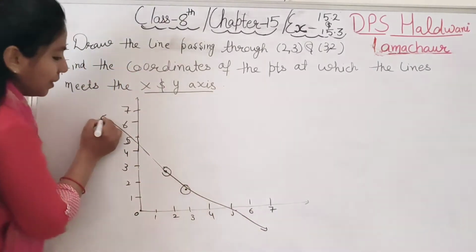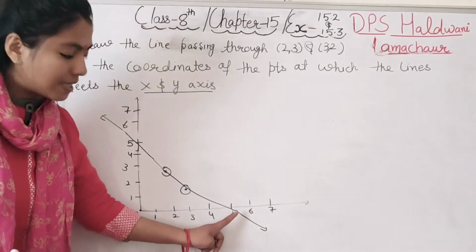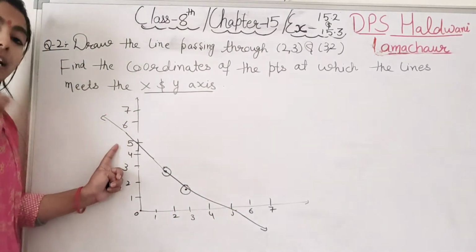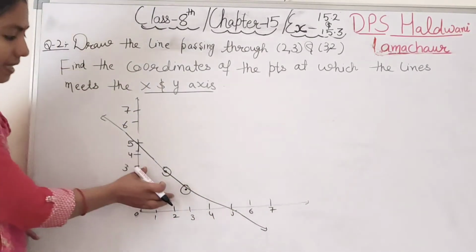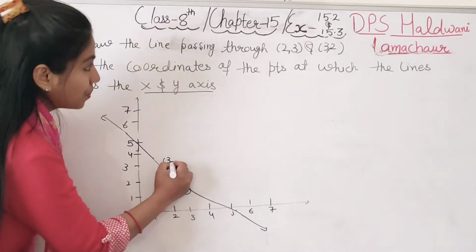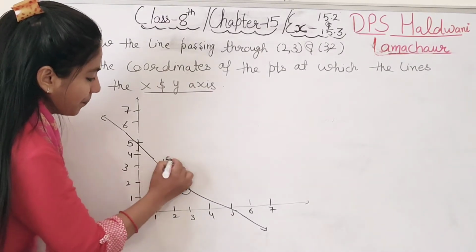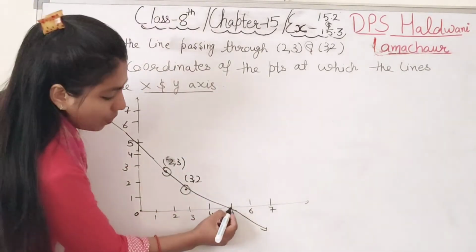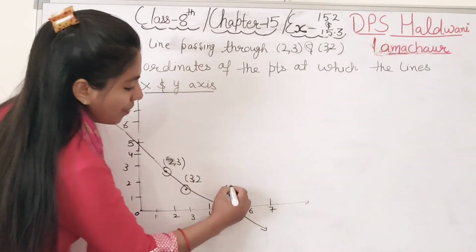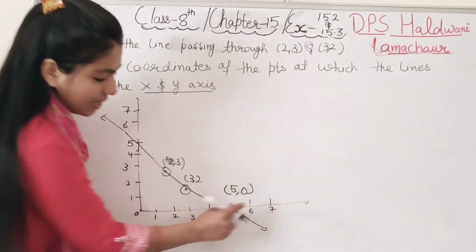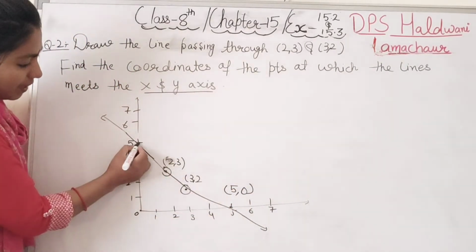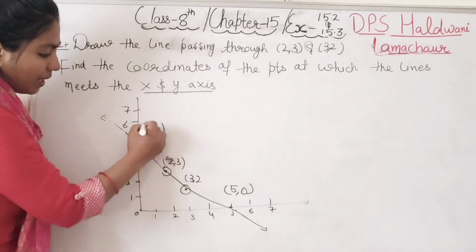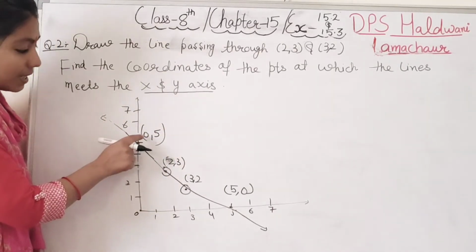After joining, you will extend the line. When you extend the line, along the x-axis where the line meets and along the y-axis where the line meets, those coordinates you have to tell. These are the points (2, 3) and (3, 2). When you extend, it meets over here: on the x-axis it is 5 and y is 0. And along the y-axis, y is 5 and x is 0. And always write x first.